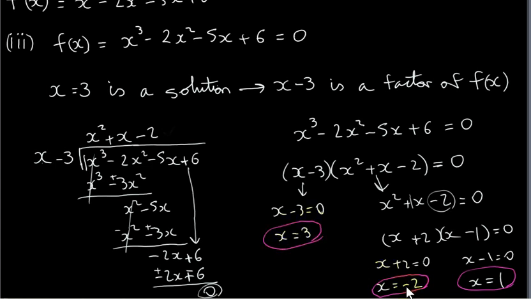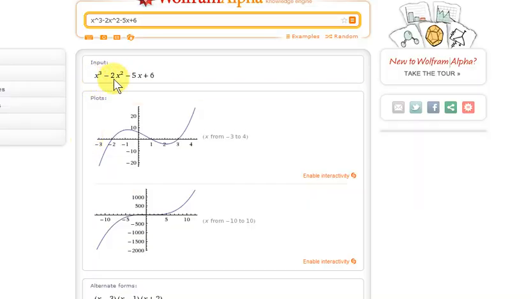So this means if we were to plug minus 2 in for x in this expression here, it should all break down to 0. If we were to plug 1 in for x in this expression, it should break down to 0. And of course it will for x equals 3 as well. We saw that earlier. Here's the graph of the cubic function. You can see that the graph crosses the x-axis at the roots. The roots are minus 2, plus 1 and plus 3.